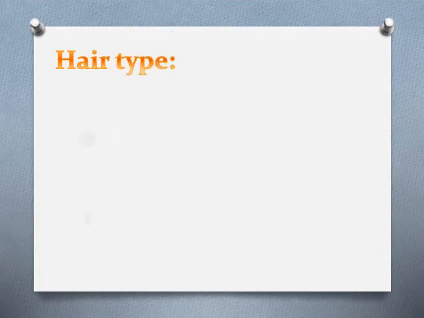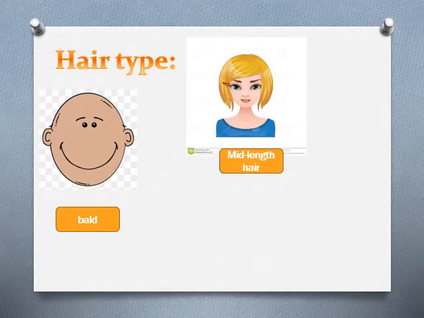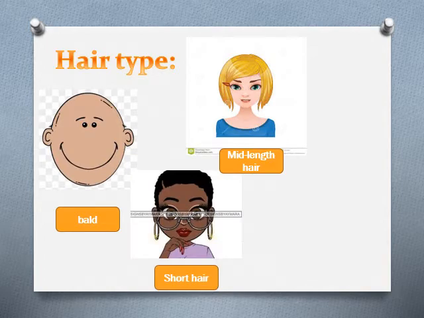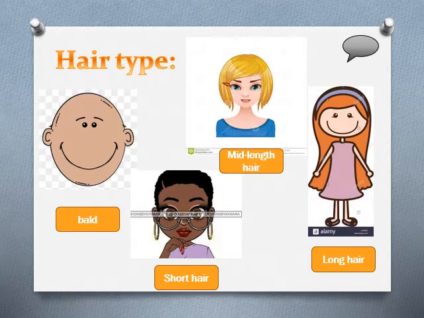So the first table is going to be about hair type. Some people can be bald. We can say Ahmad is bald. That means he doesn't have hair. Or sometimes their hair would be mid-length. We can say this girl has mid-length hair. Or maybe short hair. My friend has got short hair and I like that. Or maybe you can say she has got very long hair.